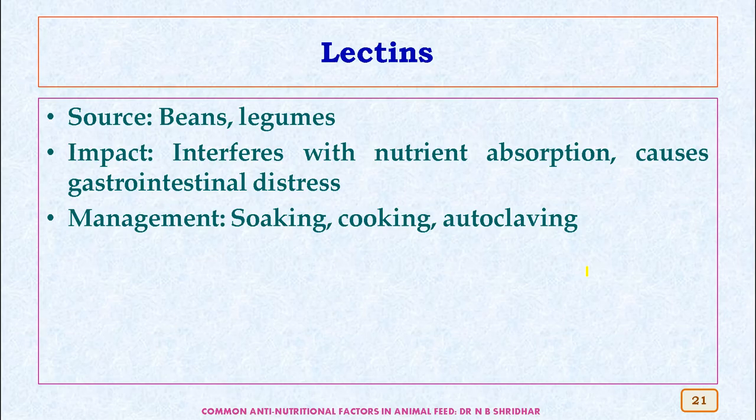Then lectins, as explained earlier. The main source of lectin is beans. They impact animals by interfering with the absorption of a few of the nutrients present in the feed.